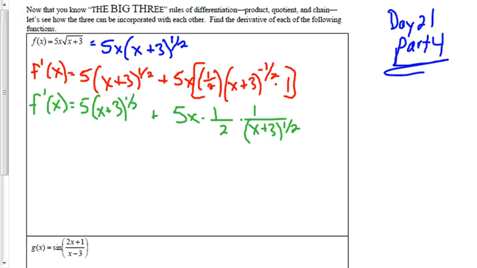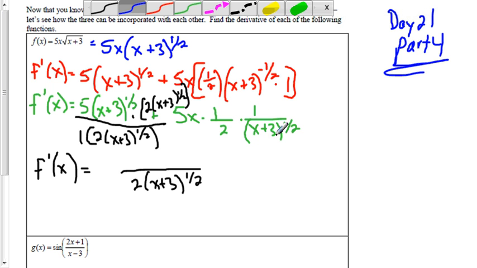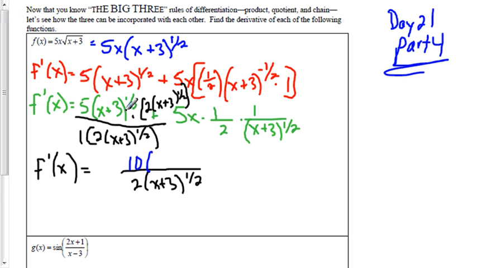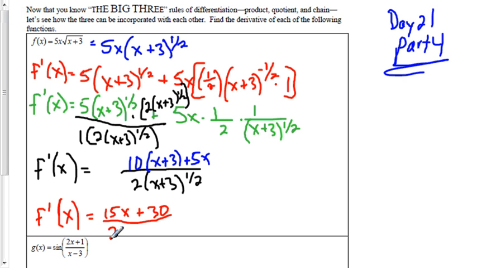Now I'm going to try to find a common denominator and make it into one fraction. So I found my common denominator was 2 times (x plus 3) to the 1 half. Now when I simplify this, 5 times 2 is 10, (x plus 3) to the 1 half times (x plus 3) to the 1 half. When we have like bases, the base stays the same when we add exponents, so it's to the first power. And then over here I just have 5x, and now I'm going to distribute and simplify. We get 10x plus 5x is 15x. 10 times 3 is 30. All over 2 times, now the 1 half power is going to be the square root, so it's going to be 2 times the square root of x plus 3.